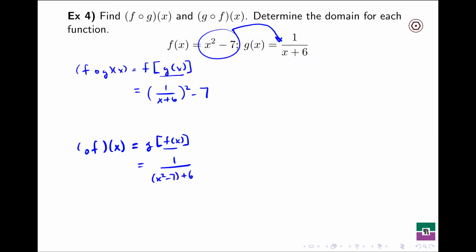And that's the composition. That one would actually simplify pretty quickly. Let's do that quickly by combining like terms. Negative 7 plus 6 is negative 1. So those are two compositions created by putting one function into the other one.